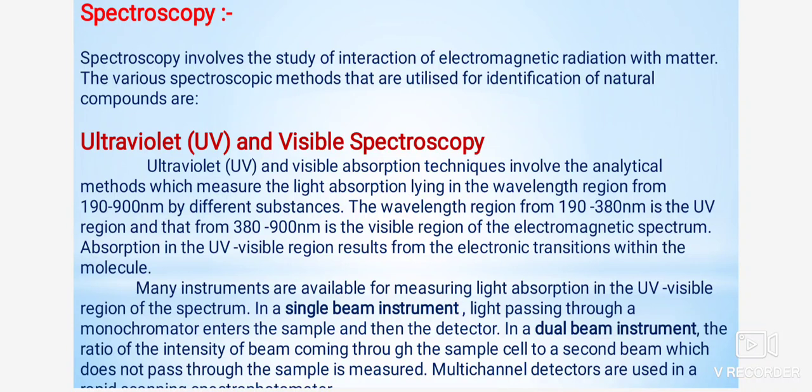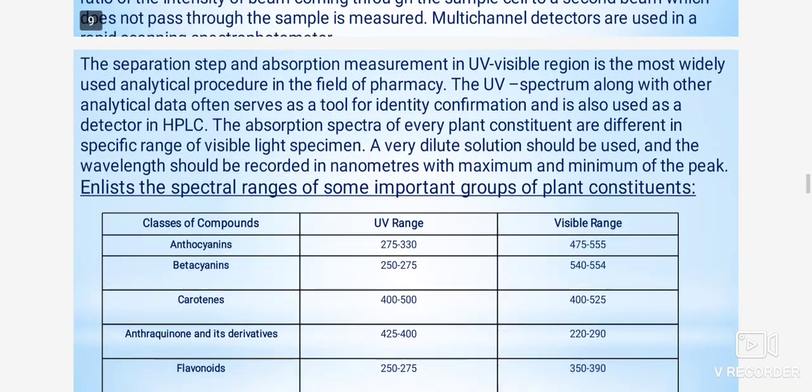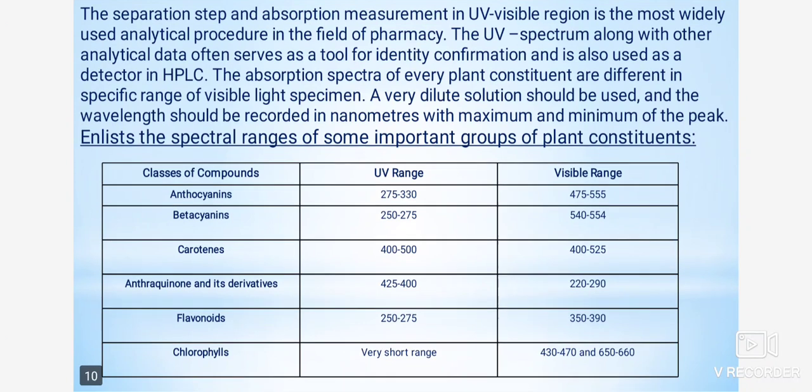Then multi-channel detectors are used in the double beam instrument. Absorption measurement in the UV visible region is the most widely used analytical procedure in the field of pharmacy. The UV spectrum, along with other analytical data, often serves as a tool for identity confirmation and is also used as a detector in HPLC.